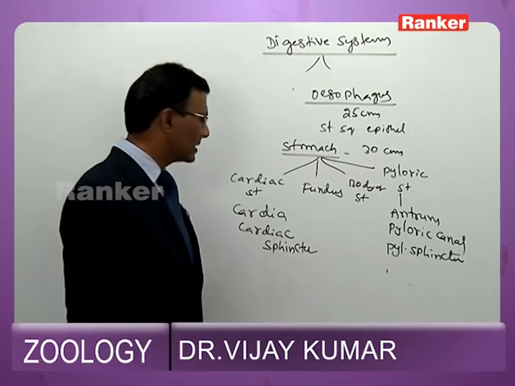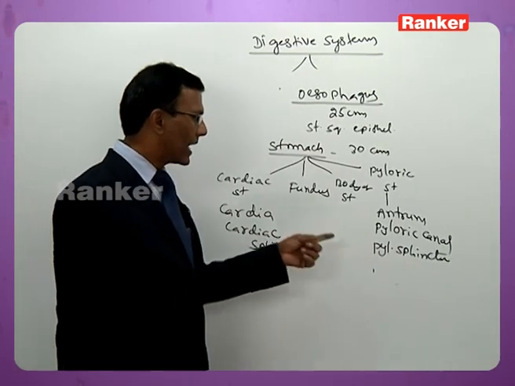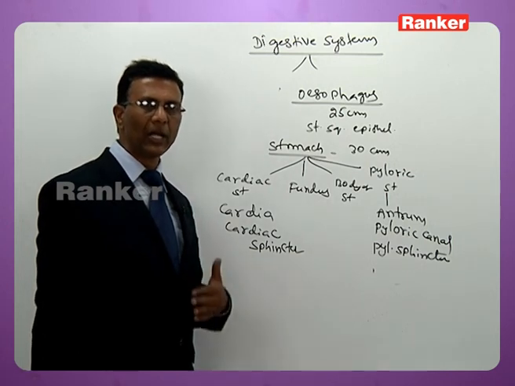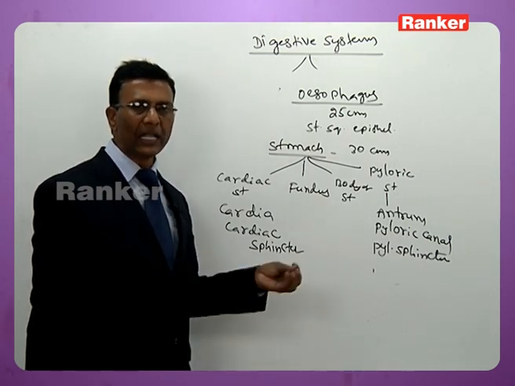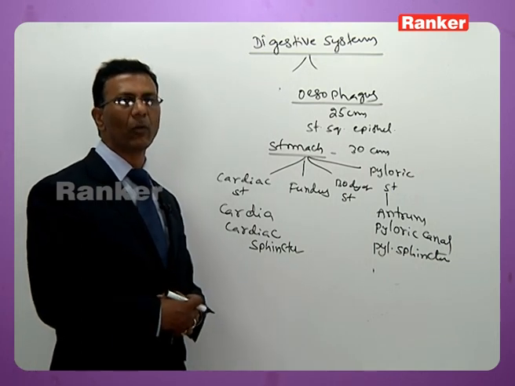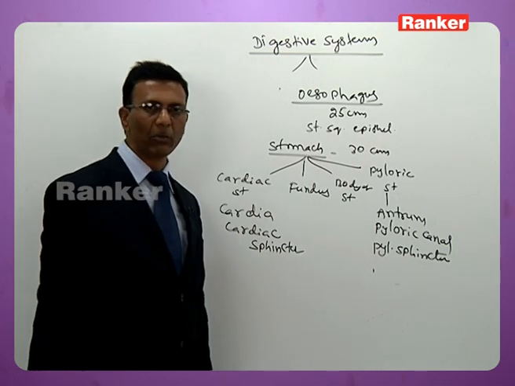The pyloric sphincter regulates the passage of food into the duodenum. You must remember the functions here. The cardiac sphincter prevents regurgitation of food, whereas the pyloric sphincter regulates the passage of food from the stomach into the duodenum. It doesn't allow the entire food to enter the duodenum at a time; it releases food into the duodenum only in small amounts. So these are the parts of the stomach in the human body.